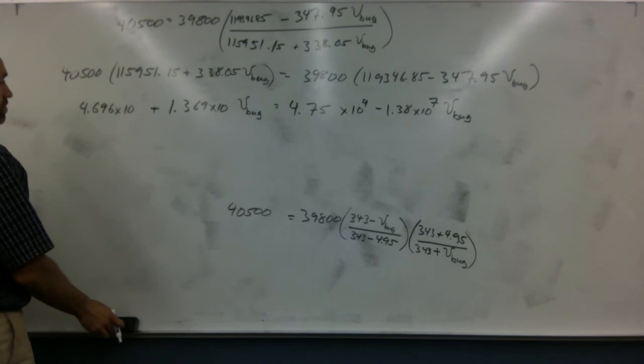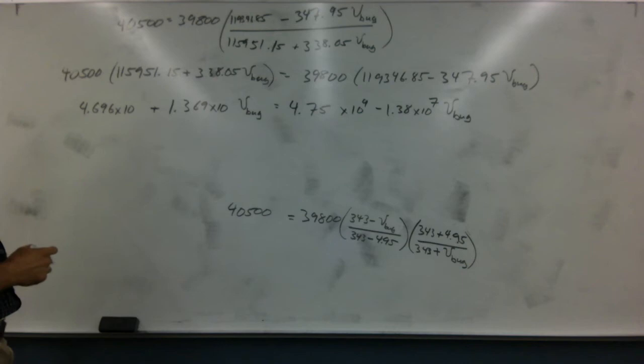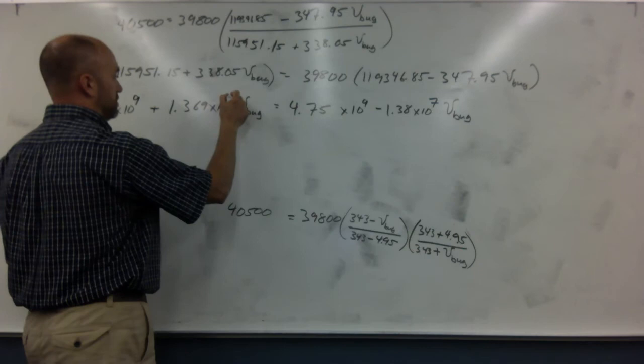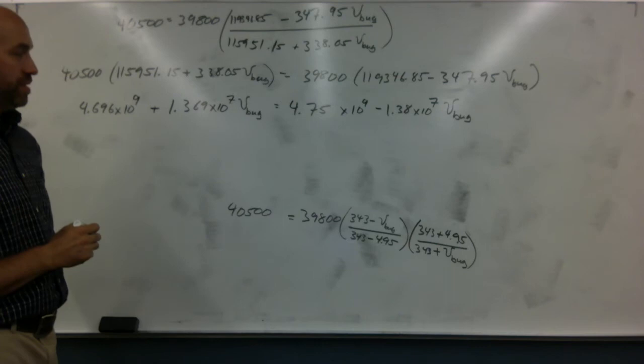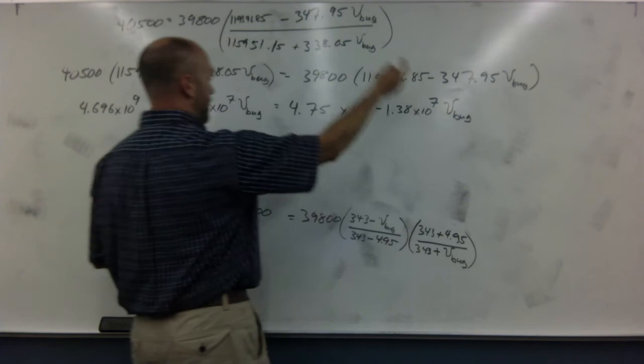It's 4.69 times 10 to the 9th. And this one is 2/7. Okay. This is good. Now you can see we're going to combine like terms. So we're going to take this piece here, add it over there, and this piece here, and subtract it over there. So we get all the V bugs in the same place.